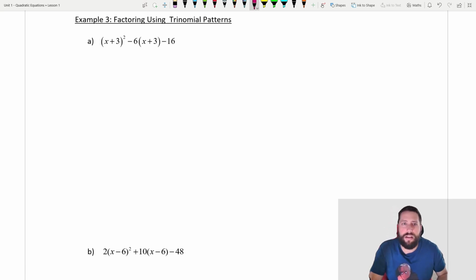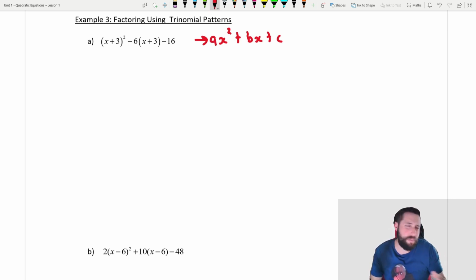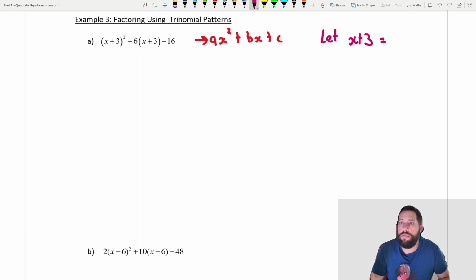Because usually we're supposed to get things in terms of x squared plus bx plus c, right? We'll throw a coefficient in front. Usually we're supposed to have something like this. It's supposed to look like this. Well, currently it doesn't look like this. It has an x plus 3 in bracket to the power of 2. But we can change that. We can change this example so that it looks like ax squared plus bx plus c. And how we're going to do that is by using a let statement. So let x plus 3 be equal to a.